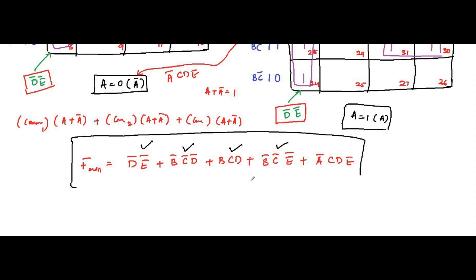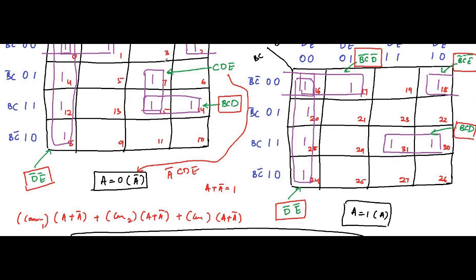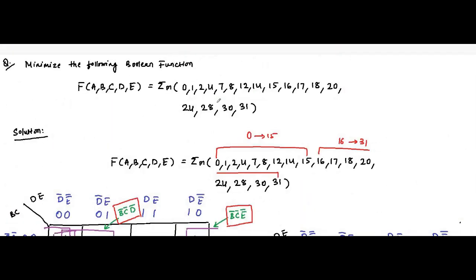D bar E bar, B bar C bar D bar, B C D, B bar C bar E bar. The only difference is A bar C D E, which is this group. Okay, so this is another question that we have solved on 5 variable SOP Boolean function simplification using a 5 variable K map.